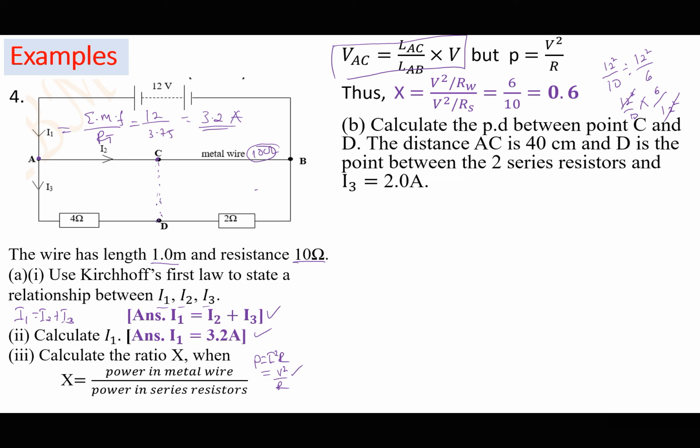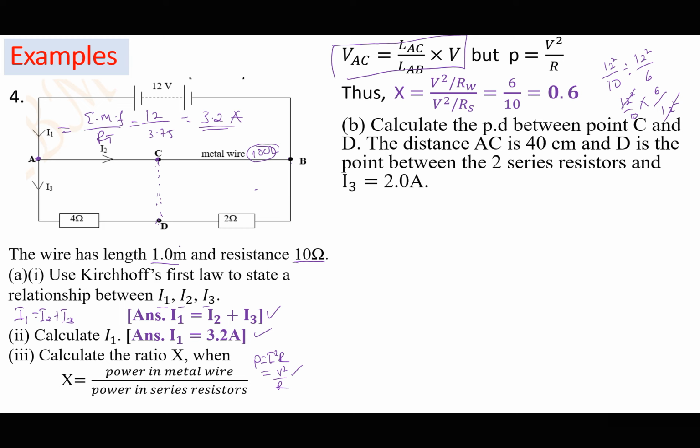These 2 points have a common link at point A. So I can get the potential between A and C and the potential between A and D, and the difference between those two is going to be the potential difference between C and D. Alternatively, I can find the potential between C and B and the potential between D and B, and the difference between those potentials is actually going to be the potential difference between C and D.